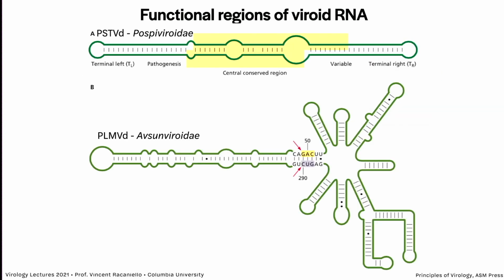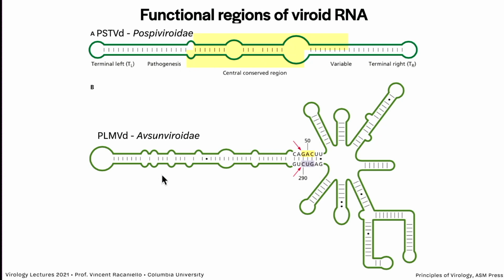Now, viroids have functional regions. Even though they don't code for proteins, different parts of the RNA have different functions. You know, there are 2 ends. So this is potato spindle, a member of the PSTVd. You have the left and right ends. Then you have a region here called pathogenesis, and we're going to talk about what that does in a moment. It is involved in making the plant sick, and if you change it, you can reduce the pathogenesis. There's a central conserved region. There's a variable region as well.